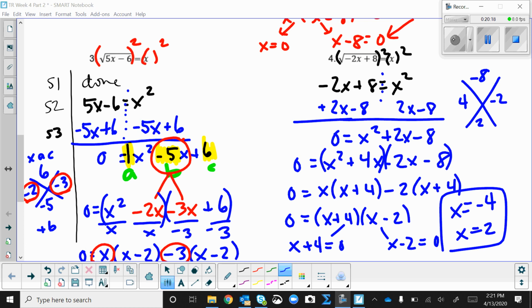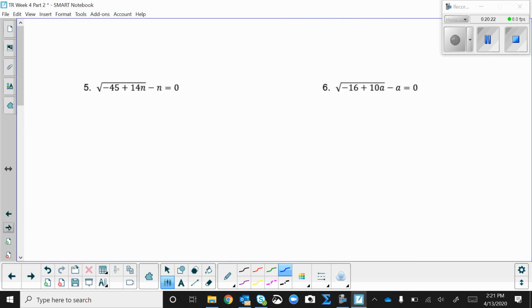All right, so here's our last set of problems in our last leveling up. Looking at these, what do you notice is different about how these problems start than the last two? Hopefully you realize that these are set equal to 0, and the radical has a minus n on the outside. Number 6 has a minus a on the outside.